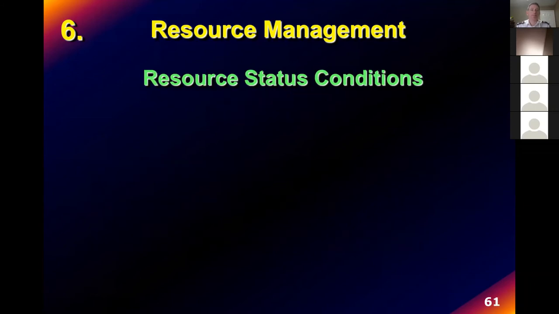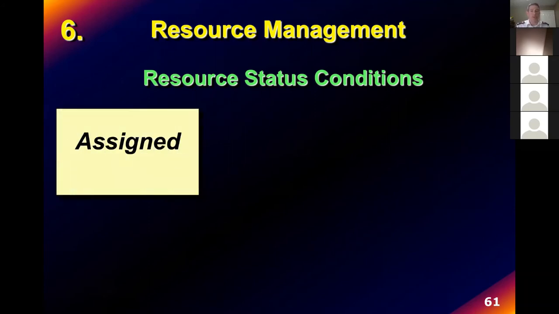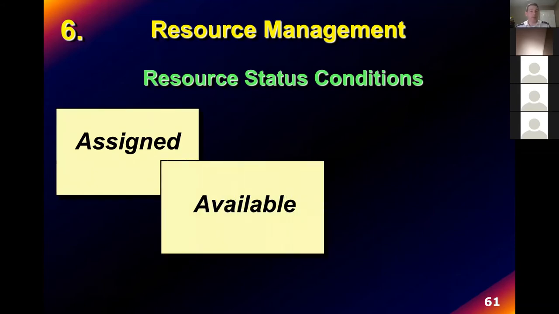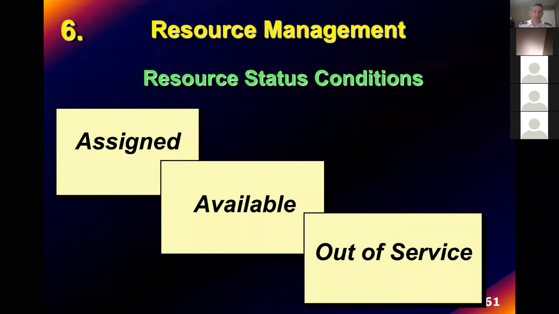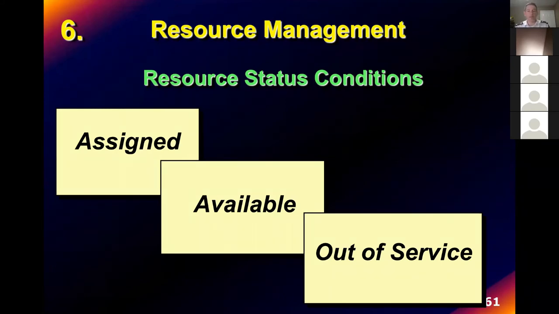Where are we at here? So resource status conditions, there are three types that we'll talk about here. The first is assigned, right? That's somebody who's performing active duties right now. They may be deemed available. That means they're not assigned yet. They're awaiting, maybe in staging, ready for assignment. And out of service, this is resources that are not assigned and not available for whatever reason. Maybe it's an apparatus that blew a tire or has a mechanical issue of some sort. Maybe it's a firefighter who's injured or needs to go and rest.